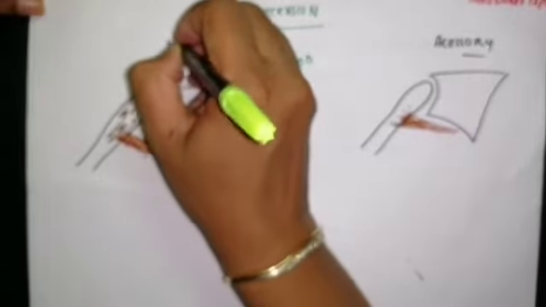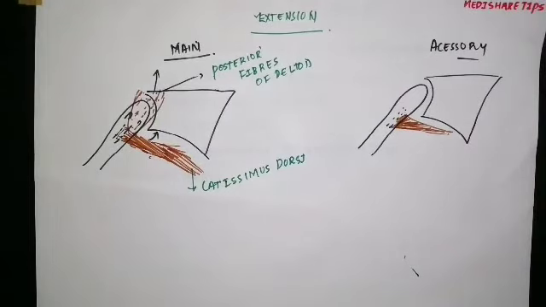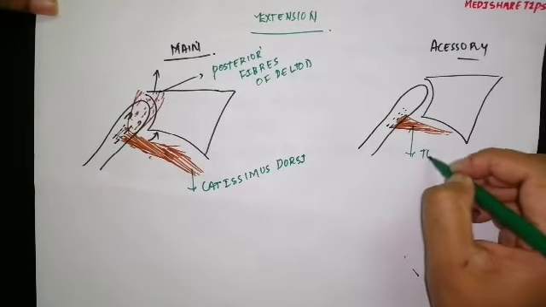Now there is another muscle which gets inserted into the medial lip of the bicipital groove, that is the teres major muscle, and its origin is from the lateral border of the scapula. It also pulls the humerus backwards and causes extension, but it is the accessory muscle. These are the main muscles causing extension. So this one is teres major.